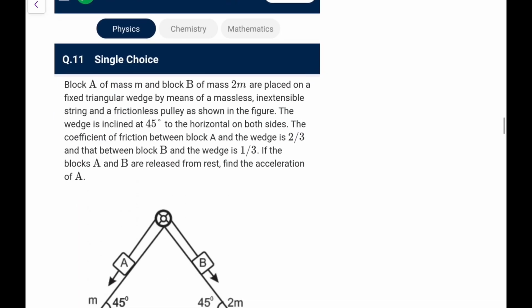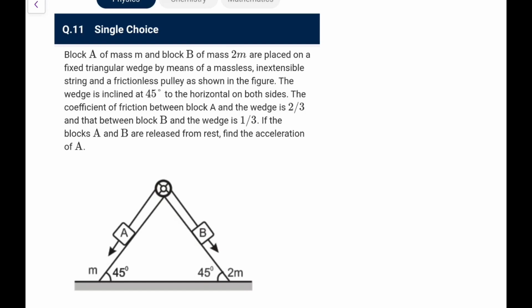Next one: you have a block A of mass m and block B of mass 2m, placed on a fixed triangular wedge, connected by means of a massless inextensible string and a frictionless pulley as shown in the figure. The wedge is 45 degrees on both sides, the coefficient of friction between A and the wedge is 2 by 3, and between B and the wedge is 1 by 3. If the blocks are released from rest, find the acceleration of A.